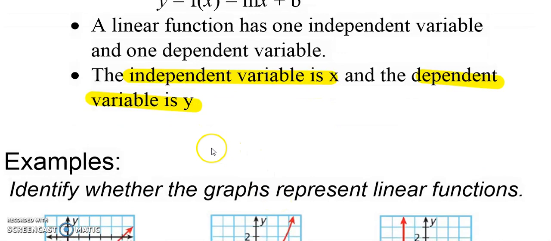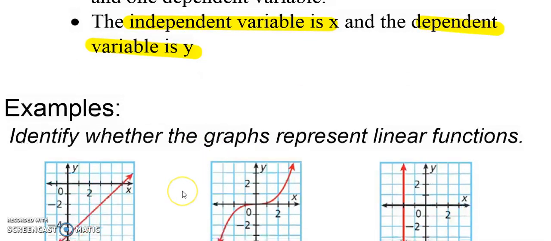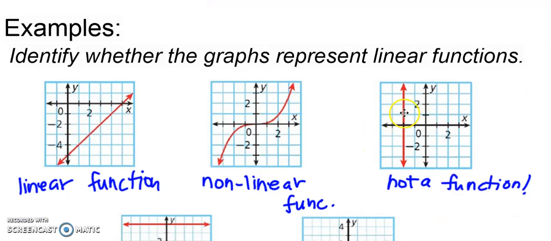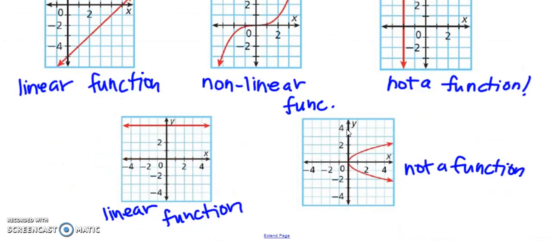And here are some examples, again, of linear functions. We did cover this once before. If it's curved, it's not linear. This right here is actually not a function. We'll still be looking at lines that are vertical like this, but we just have to remember that they are not a function, and it will also go into the fact that they don't have a slope.